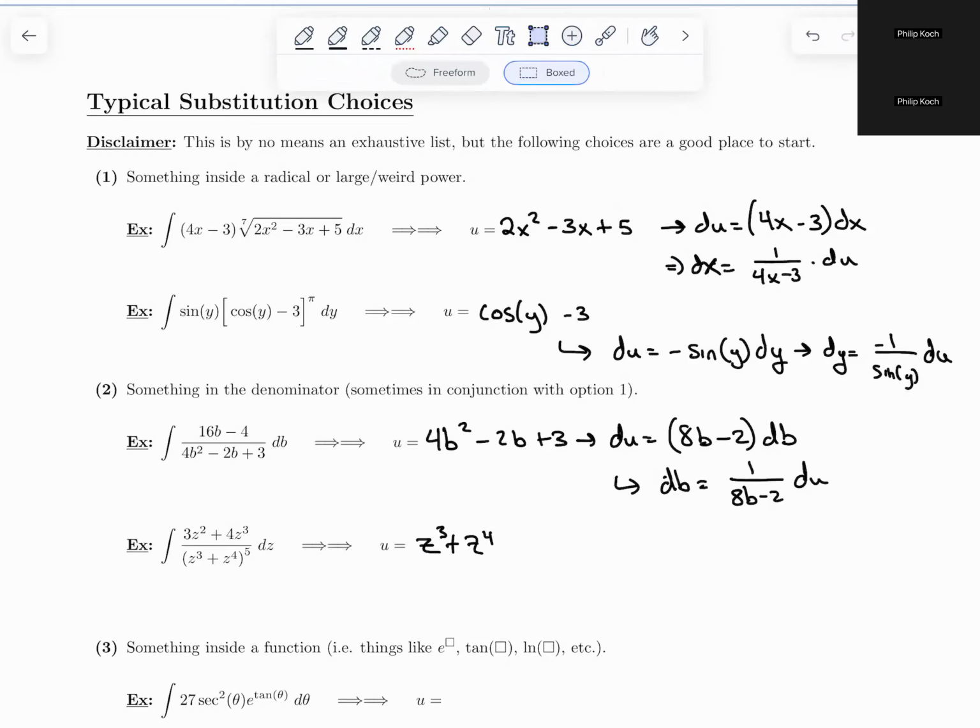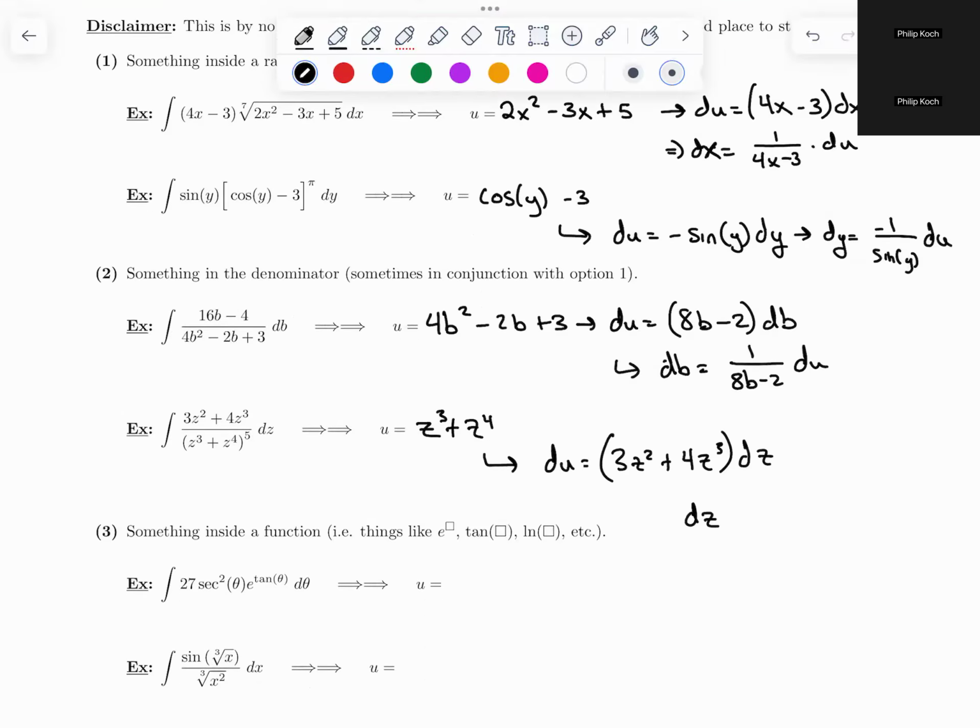that's in the denominator. That would mean that du is equal to (3z squared plus 4z to the third) dz, which implies that dz is equal to 1 over (3z squared plus 4z cubed) du. So right now we're just trying to figure out what we should properly choose for u. That's what this page is all about, trying to show you the right choices.